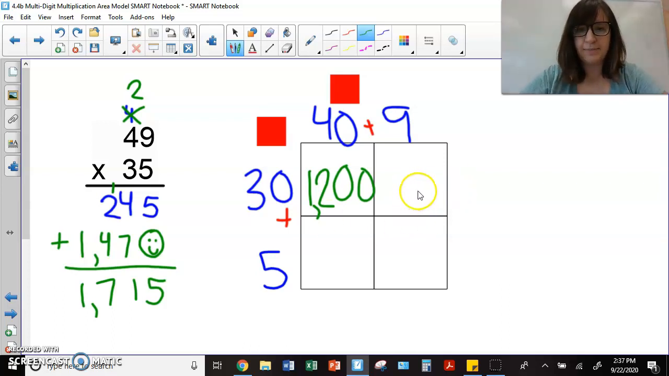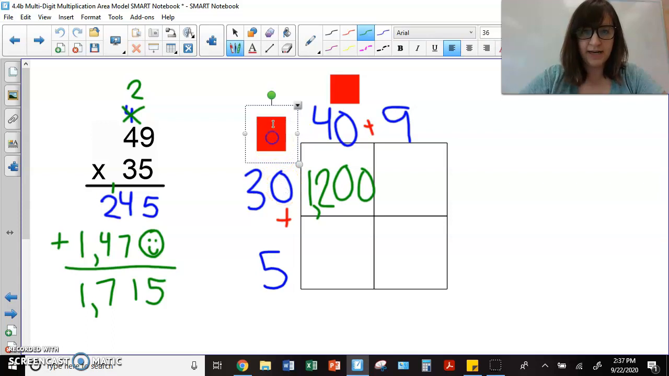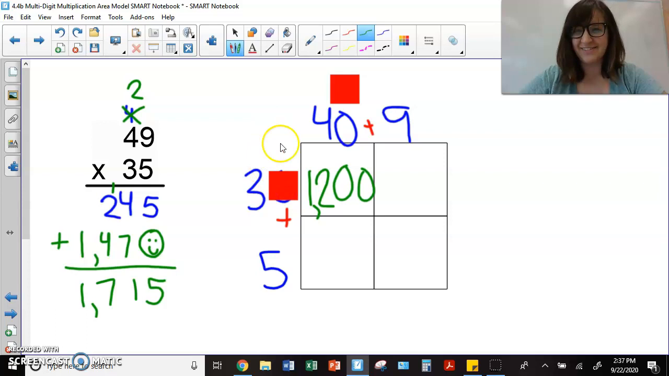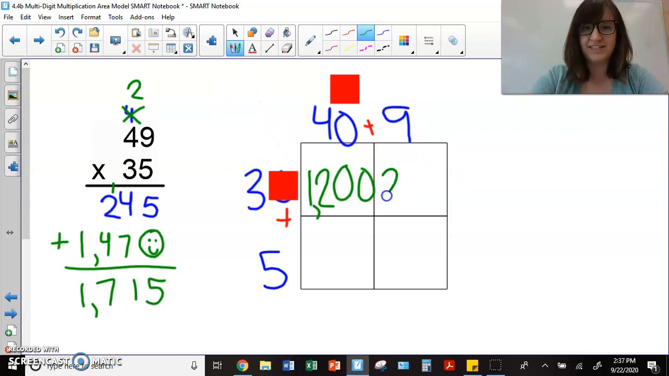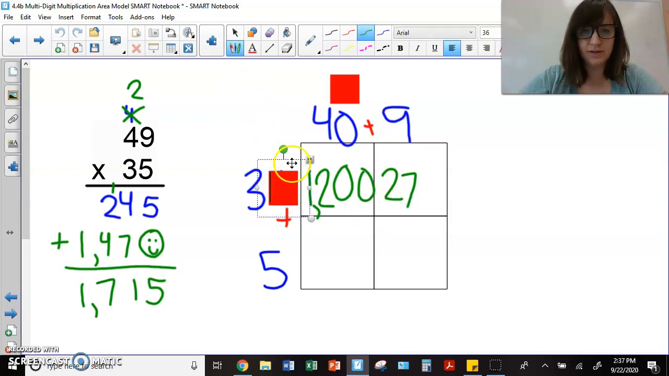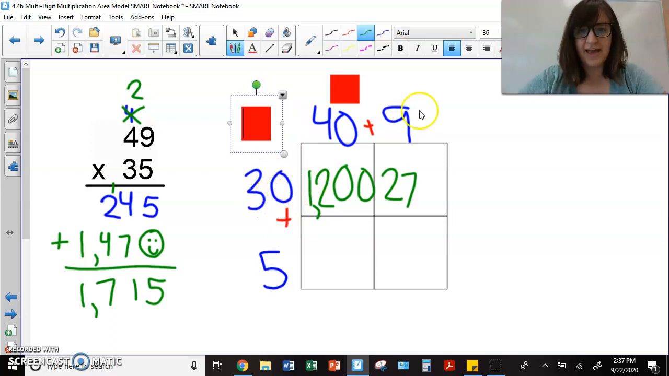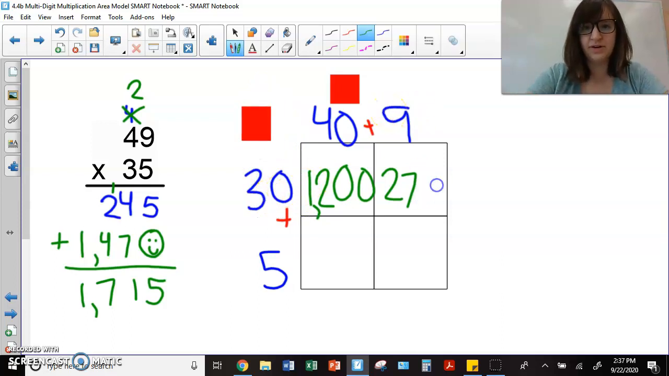Over here, I'm multiplying 9 times 30. So I'm going to cover up the 0 in my 30, and I'm going to multiply 9 times 3, which is 27. I am then going to move this number, and I'm going to put 1 0 at the end of this number because there's 1 0 after 30.